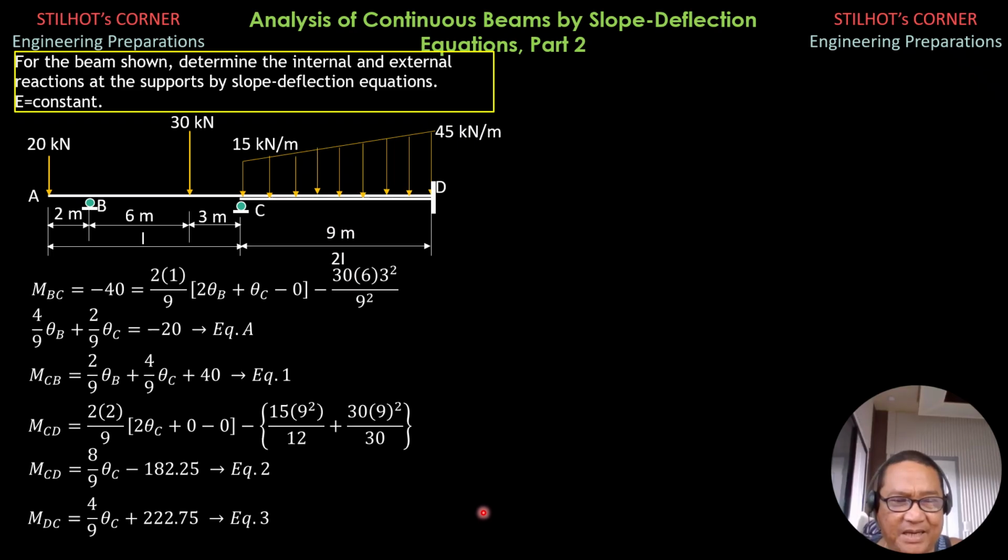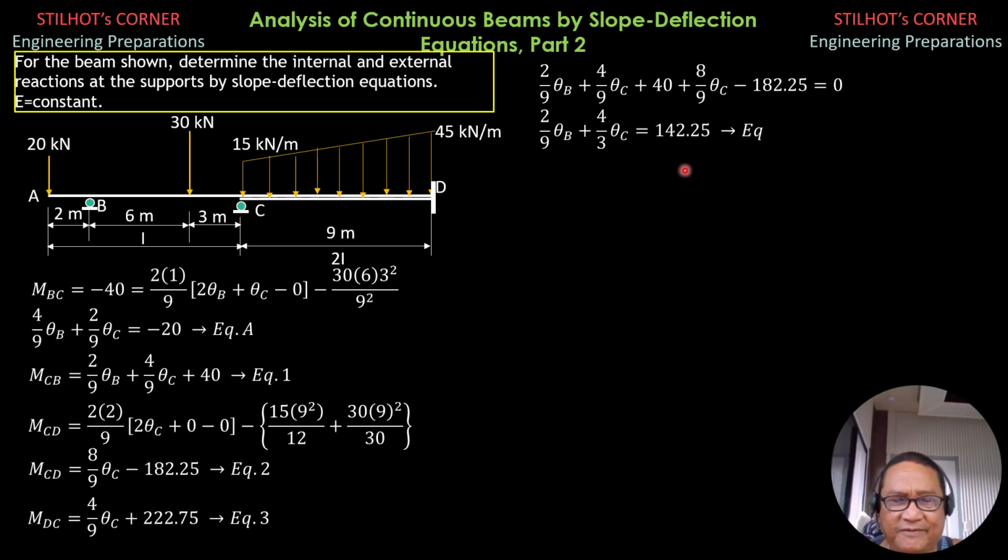We then apply equilibrium at C, that is MCB plus MCD equals 0. So adding equations 1 and 2 and simplifying, we have 2 over 9 theta B plus 4 over 9 theta C plus 40 plus 8 over 9 theta C minus 182.25 equals 0. So 2 over 9 theta B plus 4 thirds theta C equals 142.25, and let's call this equation B.